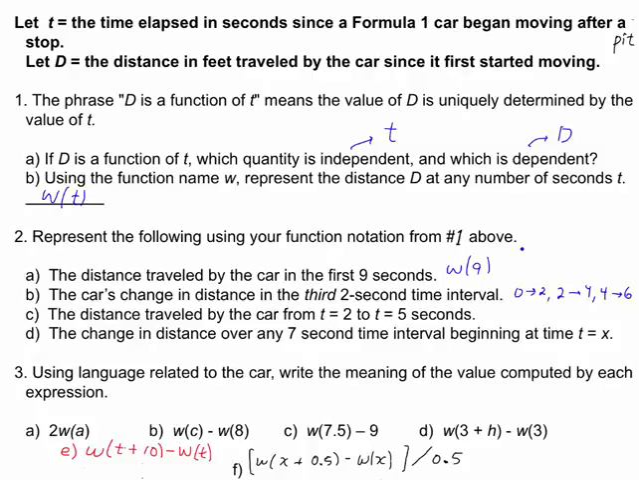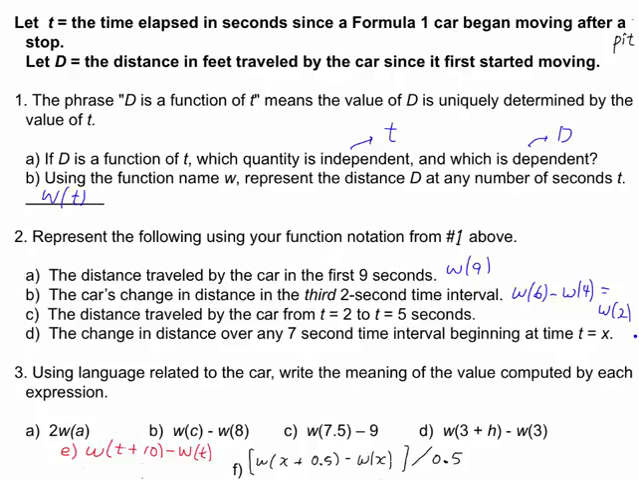So how do we get the change in distance over that time? 6 minus 4? W of 6 minus W of 4. Why? Because the change in a quantity is the final value of the quantity minus the initial value of the quantity. So can I just do W2? 6 minus 4 is 2, so W2, right?